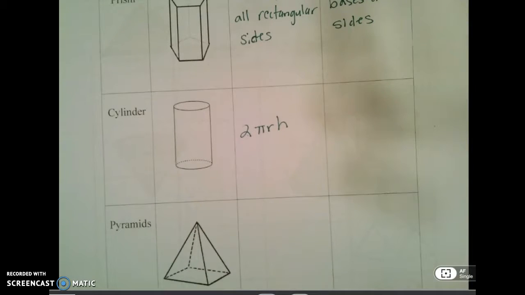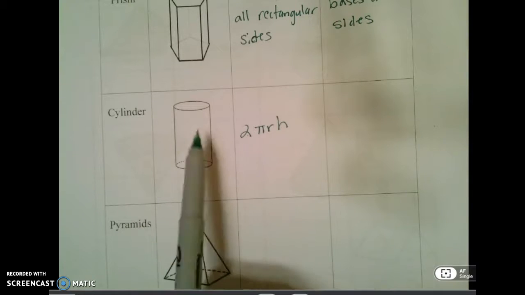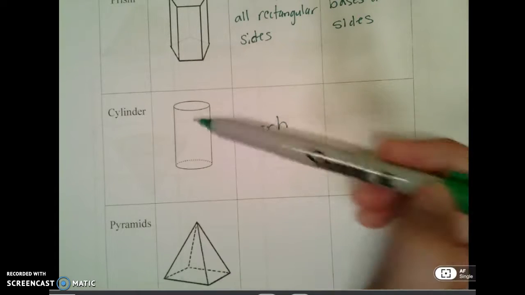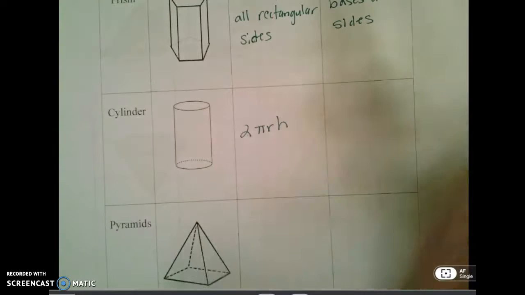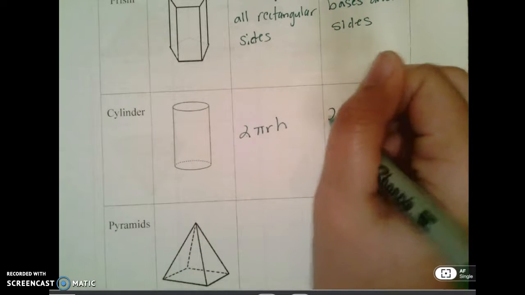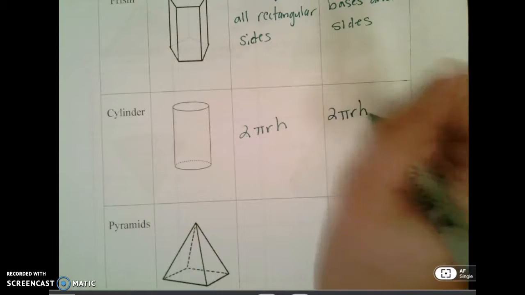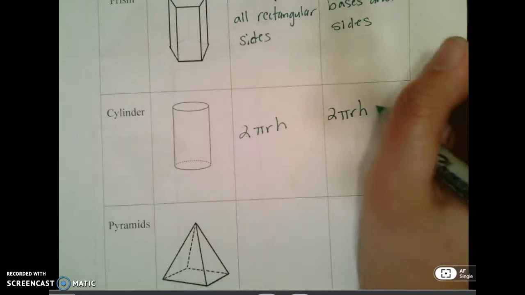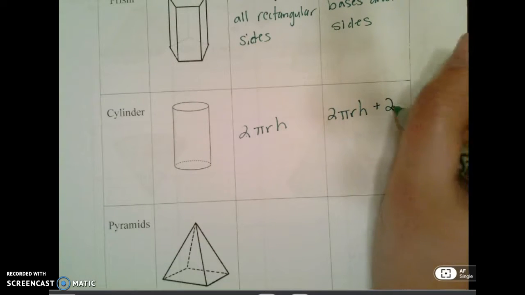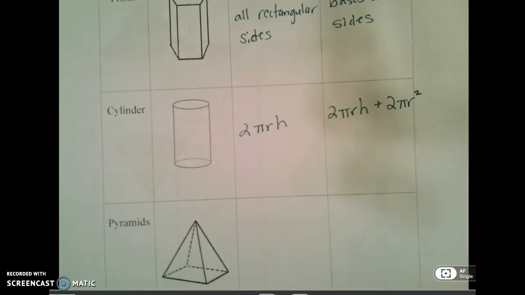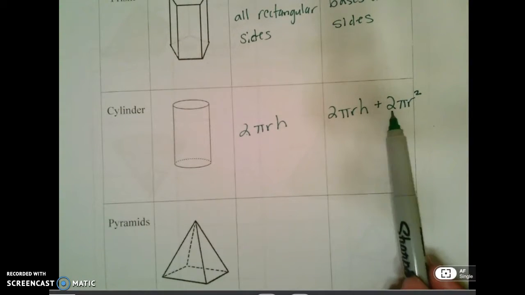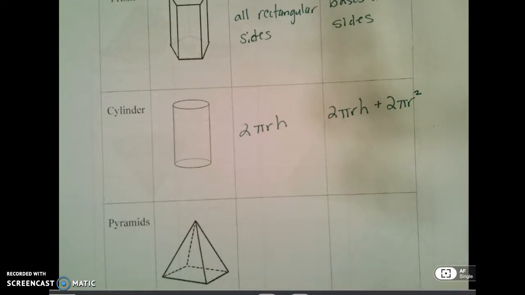And then to get the surface area of a cylinder, which is the rectangle plus 2 circles, I'm going to take 2 pi r h, which got me my rectangle, and add 2 circles. And the area of a circle is pi r squared. So it makes sense that the area of the rectangle plus 2 areas of circles will get you the area of the whole thing. So these are cylinders.